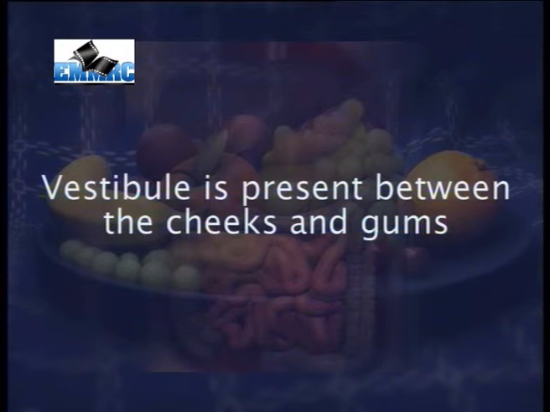The oral cavity consists of the following structures. One is the vestibule, second is the oral cavity itself. Now vestibule, what is vestibule? Vestibule is the region present between the cheeks and the gums, and this is lined by mucous membrane, and numerous salivary glands open their ducts in the vestibule.